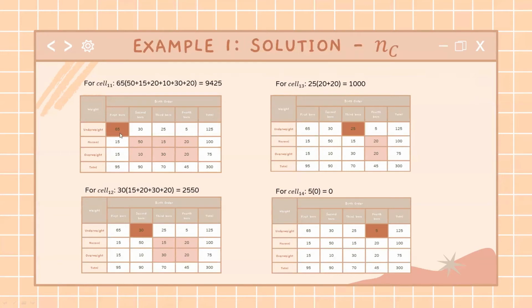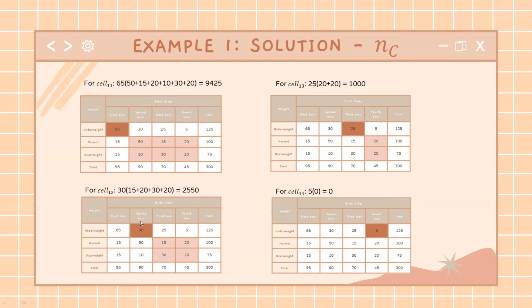So first we begin with the cell in the upper left hand corner of the table, which is cell sub 1, 1. Any subject who falls within a cell that is both below and to the right of the cell sub 1, 1 will form a concordant pair with any subject in cell sub 1, 1. We then determine the frequency of the cell and multiply the frequency by the sum of all the other cells in the table that are below it and to the right of it. So we have 65 times the quantity 50 plus 15 plus 20 plus 10 plus 30 plus 20 is equal to 9,425.